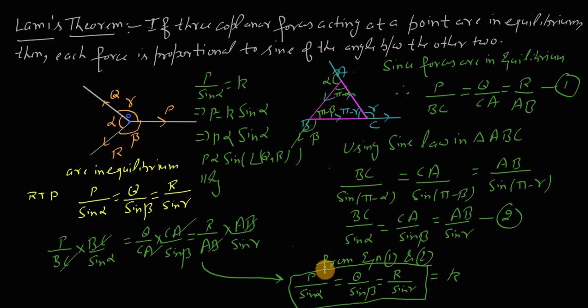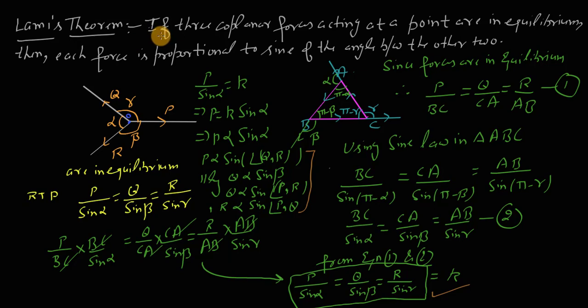Similarly, from here you will see Q is proportional to sine beta, which is the sine of the angle between P and R. Similarly, R is proportional to sine of the angle between P and Q. So we have proved that each force is proportional to sine of the angle between the other two. So that is Lami's theorem.